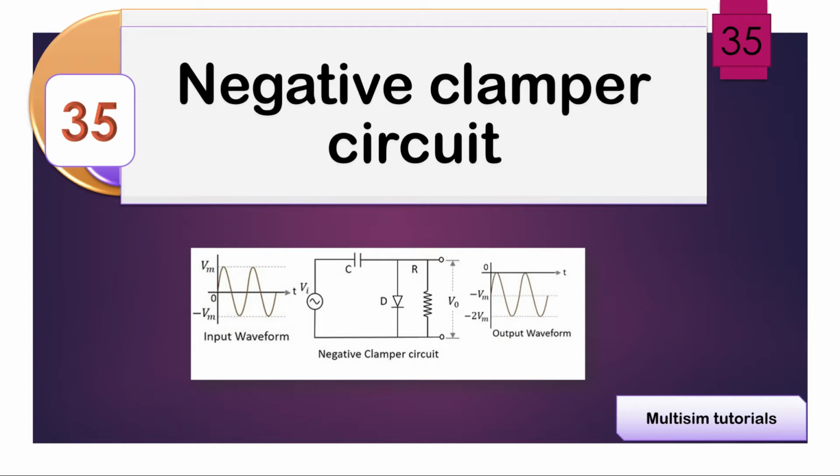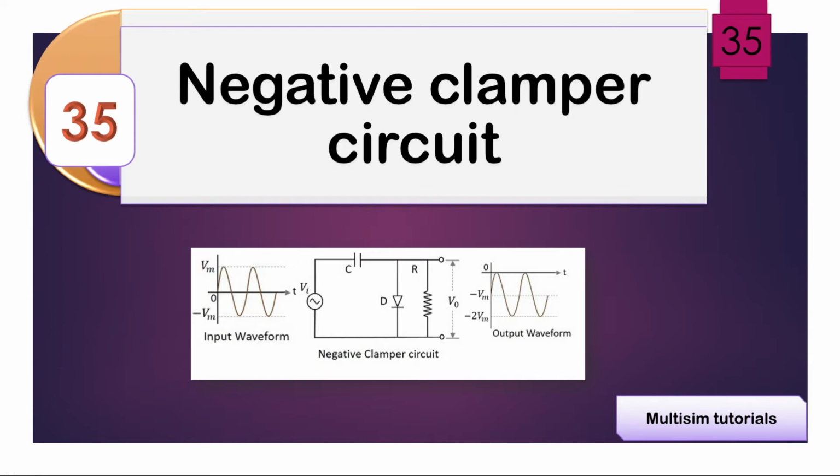In the positive clamper circuit, it will clamp the entire output above the time axis, whereas the operation of the negative clamper circuit is exactly opposite to that of the positive clamper circuit. In the negative clamper circuit, the entire output will be shifted to the negative side, below the time axis, with the same voltage.